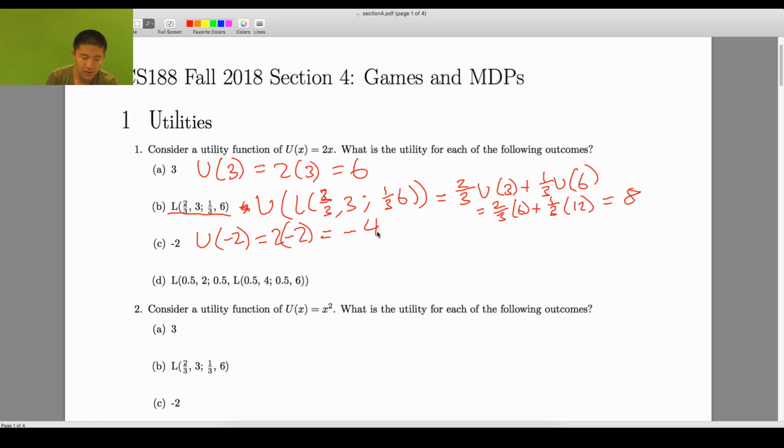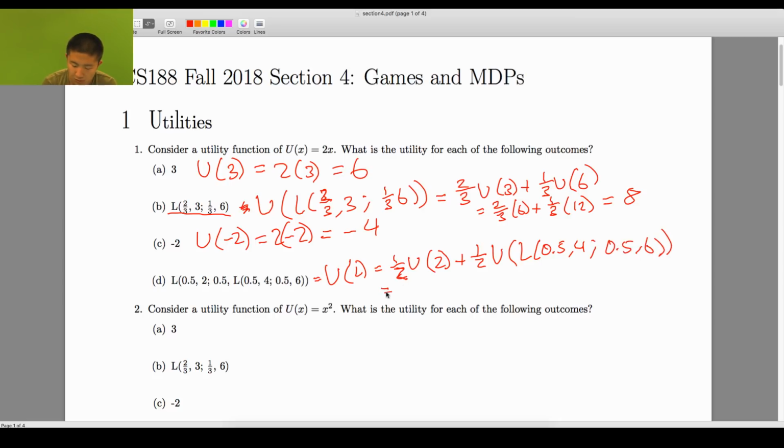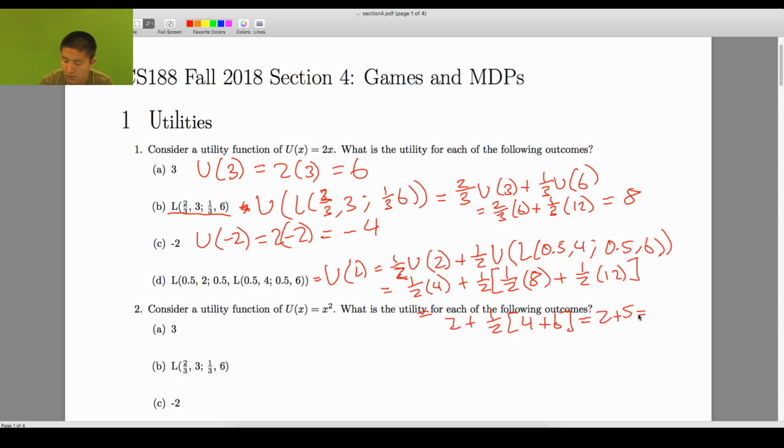And for part D, you combine what you did in part B and the previous ones. The utility of that lottery is equal to 1/2 times the utility of 2 plus 1/2 times the utility of this lottery, which is 1/2 times 4 plus 1/2 times the quantity of 1/2 times 8 plus 1/2 times 12, which is equal to 2 plus 1/2 times 4 plus 6, which is equal to 2 plus 5, which is equal to 7.